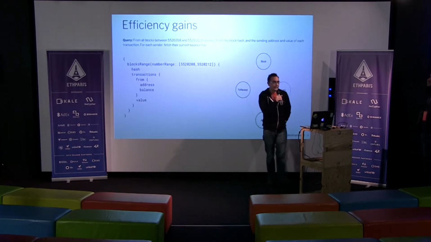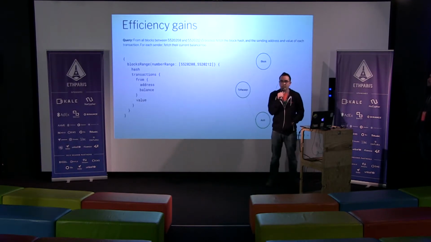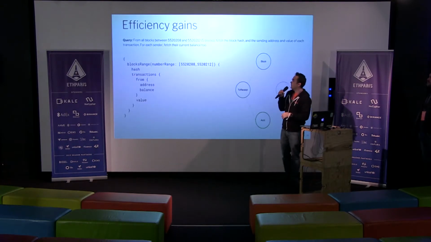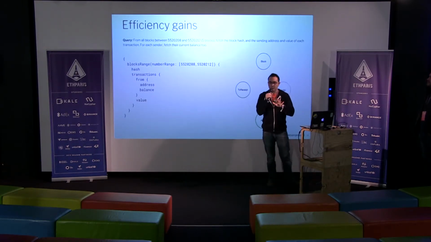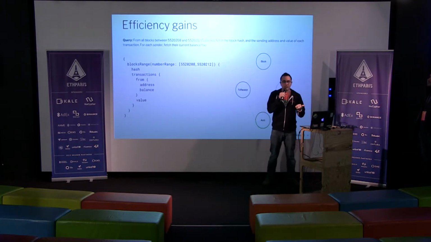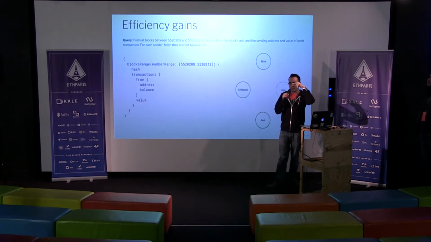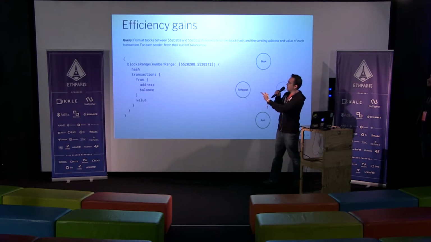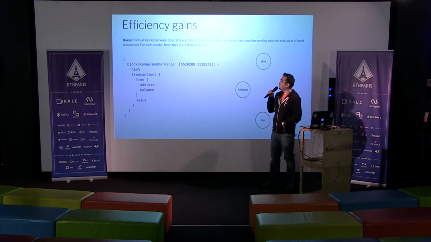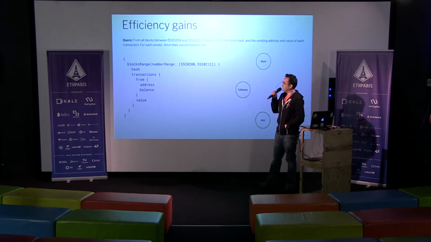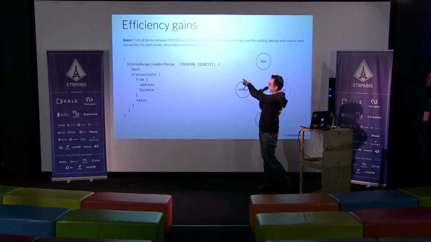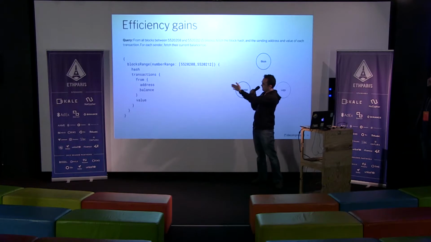So let's talk efficiency gains. We did some testing early on in the project to see how it would compare. So essentially, we pulled 5 blocks from the chain. We're fetching the block hash and the sending address of each of the transactions, the value, and for each of the senders, we're getting their current balance. So on the left side, that's what a GraphQL query for this data looks like. We're selecting a range of blocks, hash, transactions, the account information, and value, right?